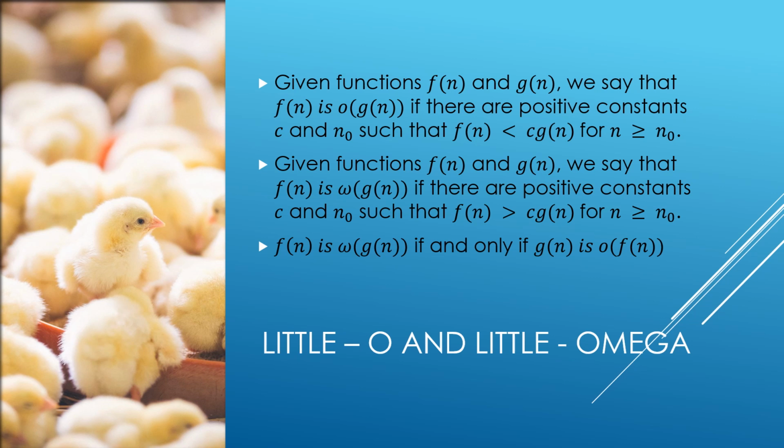f(n) is little omega of g(n) if and only if g(n) is little o of f(n). So if g(n) is smaller in growth rate than f(n), then f(n) is higher in growth rate than g(n).